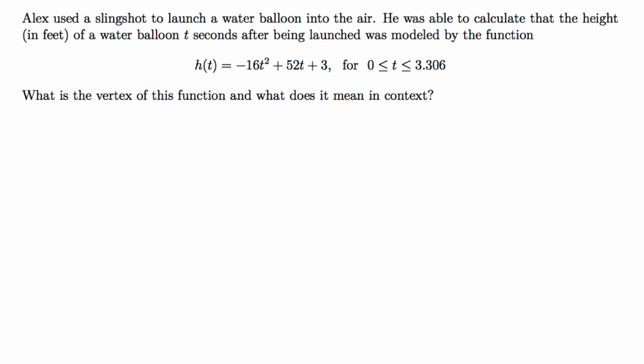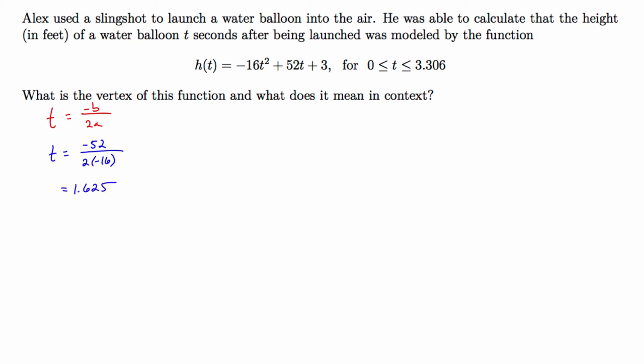To find the vertex of the function, we need to go back to the formula to calculate the t value of the vertex. Normally we would say the x-coordinate is equal to the opposite of b over 2a. But in this particular situation, we don't have x's, but we have t's. So instead we will say t equals the opposite of b over 2a. For this particular function, the t-coordinate of the vertex will equal the opposite of 52 over 2 times negative 16. Putting this into a calculator, we find the t value is 1.625.